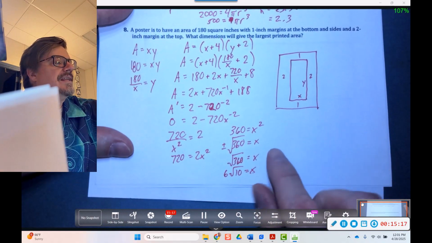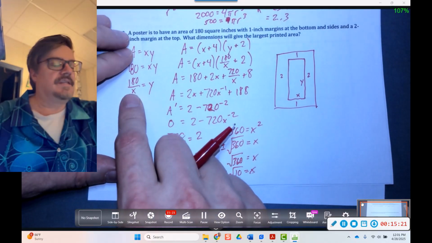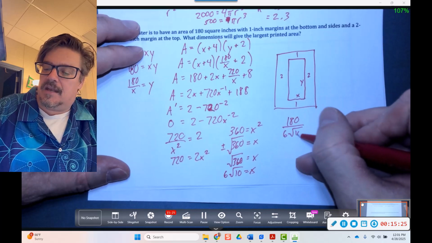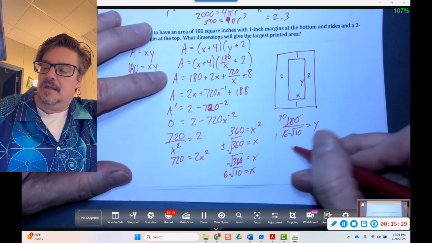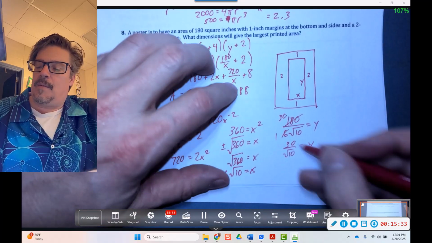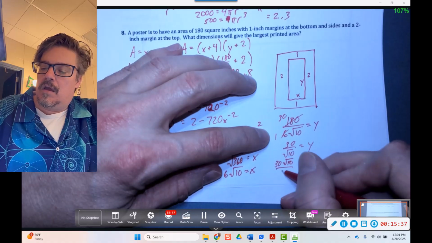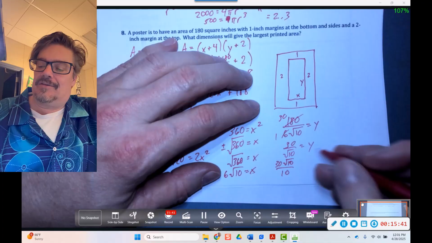Now that is actually the X value. So now we're going to go ahead and plug it into here to get the Y value. So 180 divided by 6 radical 10 is Y. That goes in there 30 times. So now we've got 30 over radical 10. And if you remember, we're not allowed to have radicals in the denominator, so let's get that guy up here. Okay, so multiply both the top and the bottom by radical 10.